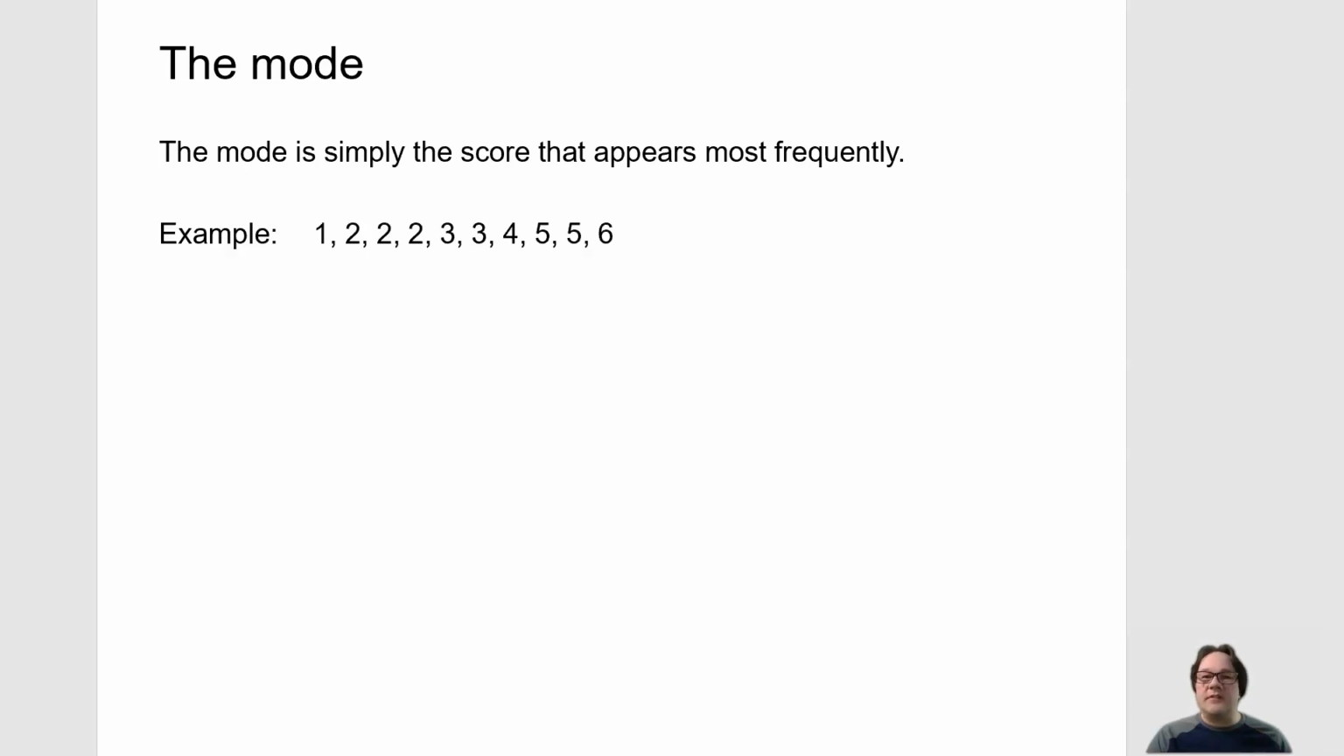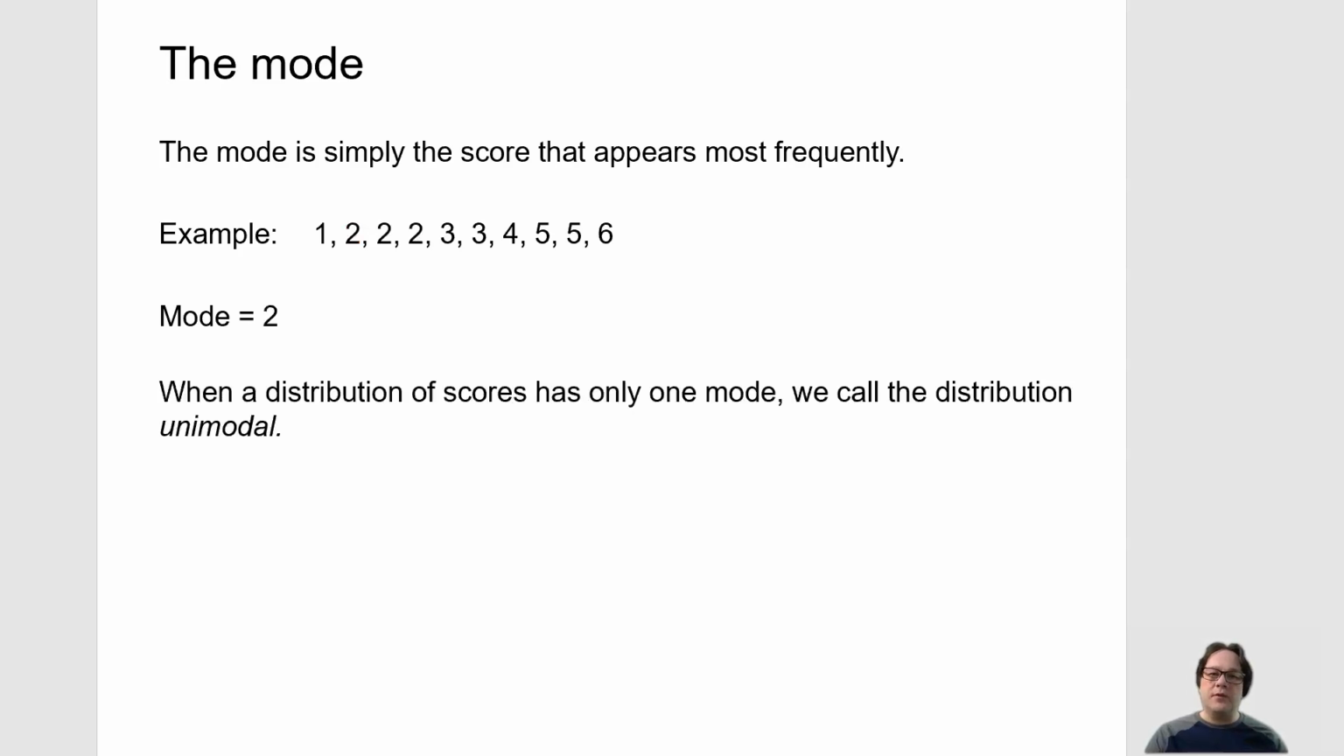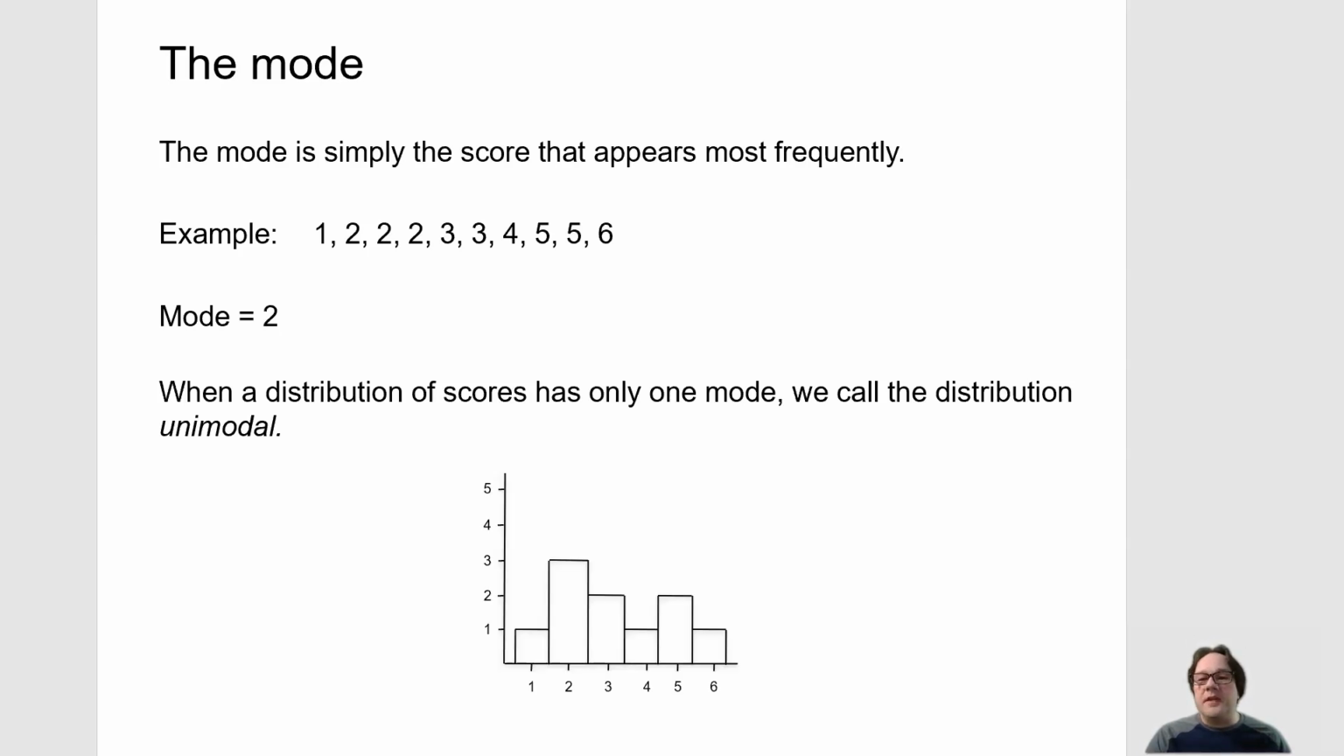Let's use this distribution of scores here as an example. You see we have 1, 1, looks like 3 2s, 2 3s, a 4, 2 5s, and a 6. In this case, we see that 2 is the score that appears most frequently. So the mode for this distribution would be 2. Pretty easy, right? When a distribution of scores only has one mode, we call that distribution unimodal. This would be an example.